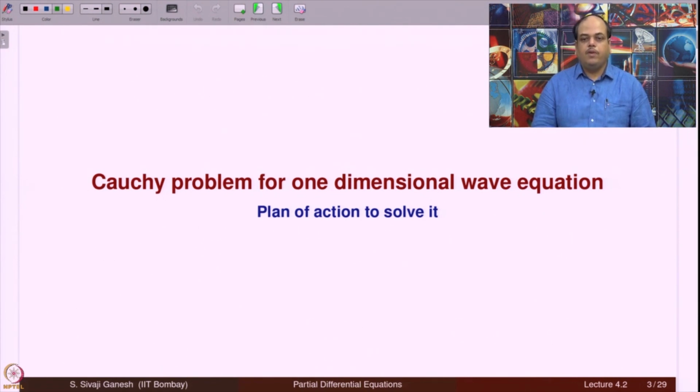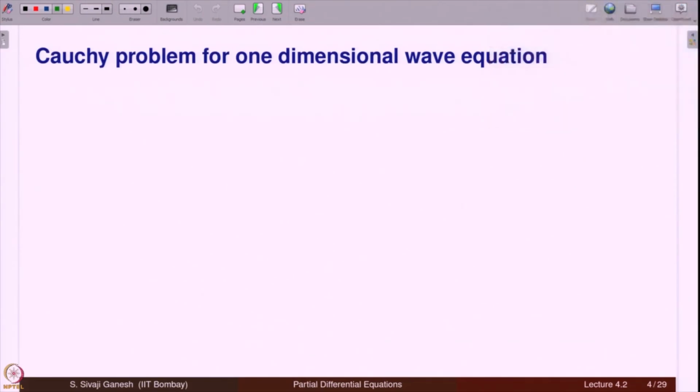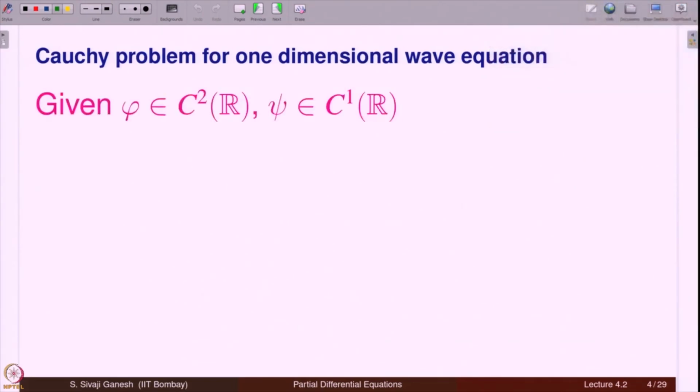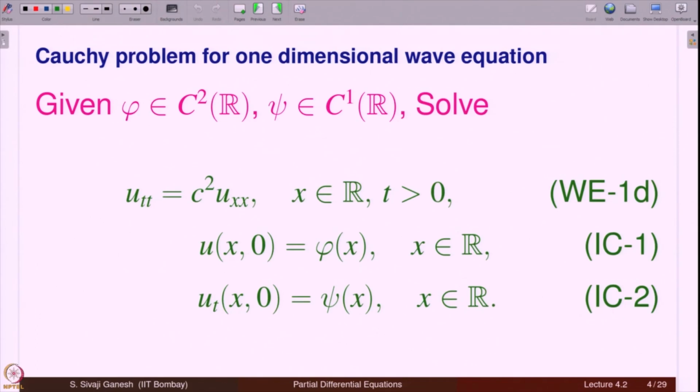So, the Cauchy problem for the one dimensional wave equation and the plan of action to solve it, we highlight the key points. The Cauchy problem is this: given functions phi in C2 of R, that is twice continuously differentiable, and psi which is C1 of R, one time continuously differentiable on R, we need to solve this problem. This is the wave equation, WE 1D, for one space dimension. So the equation is u_tt equal to c squared u_xx. We are interested in solving for x in R and t positive.